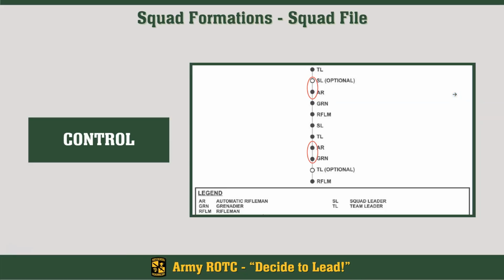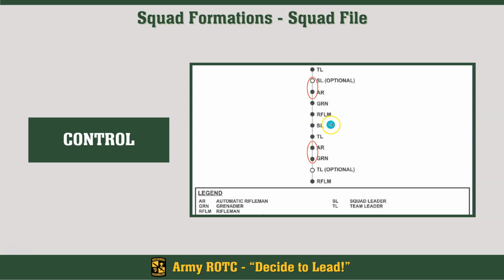Now for the final one, we've got the squad file. There's some flexibility with where the leaders go within this one, but it's just like the team file. Everybody's just following the next. We don't stay in this for very long. It's got great control of movement because you're just following the person in front of you. But your Alpha team leader will be in the lead. And then the squad leader can decide where they want to go.